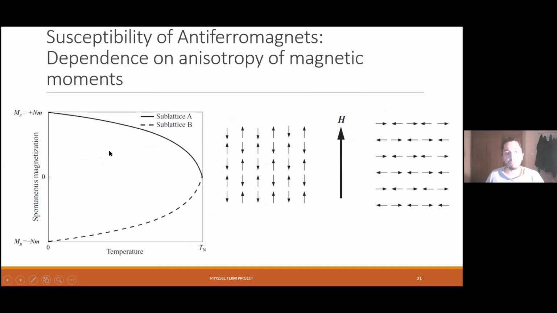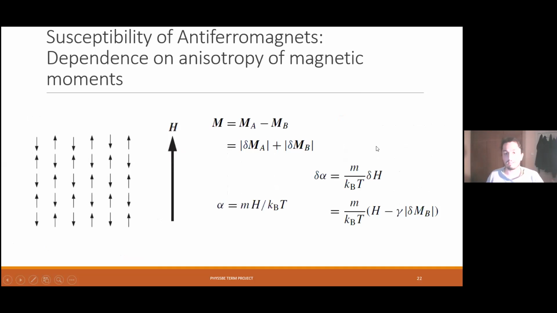The first graph represents the spontaneous magnetization, which goes towards 0 at the Néel temperature, because after the Néel temperature it turns into a paramagnet and loses its spontaneous magnetization. The problem with the magnetization and its dependence on the external field is that there is an anisotropy factor, because if my antiferromagnetic spins are aligned like this, they are parallel to the external field. But if they're aligned like this, they are directly perpendicular to the external field.